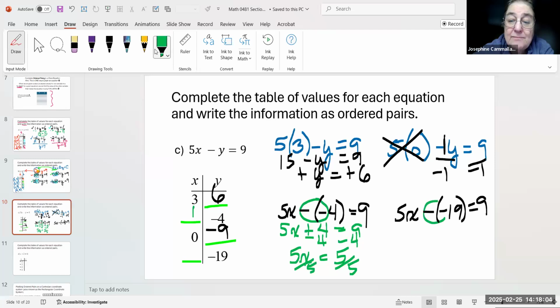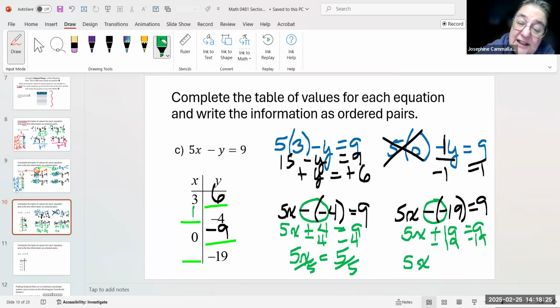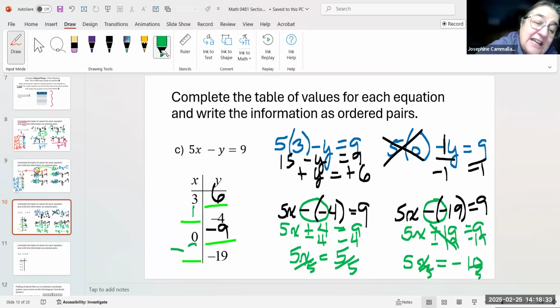And then over here, 5 plus 5x, I can do that here, plus 19 is equal to 9. When I subtract 19, I get 5x. This cancels out, negative 10. And when I divide by 5, I get negative 2.